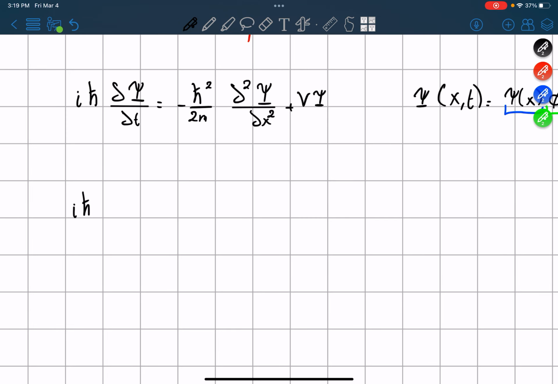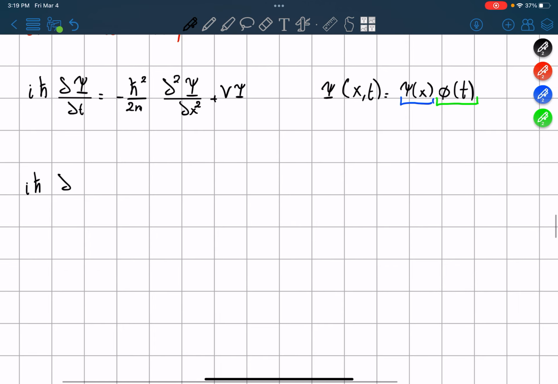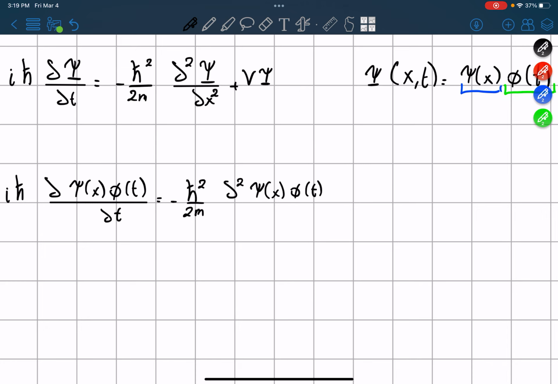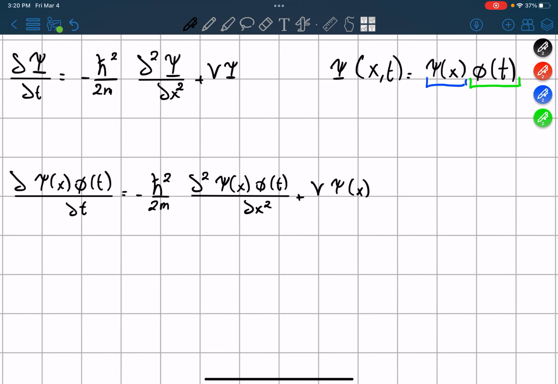So i h bar, and then the derivative of, instead of this capital Psi, we write small psi in terms of x, and phi in terms of t, and derive in terms of t, is equal to negative h bar squared over 2m, and then the second derivative of our psi in terms of x, phi in terms of t, with respect to x, plus V multiplied by psi in terms of x and phi in terms of t. Okay.